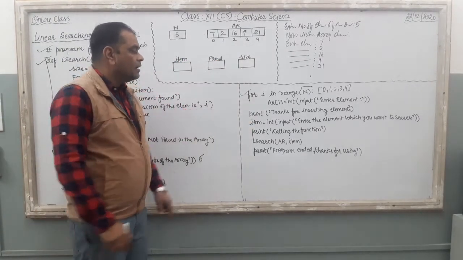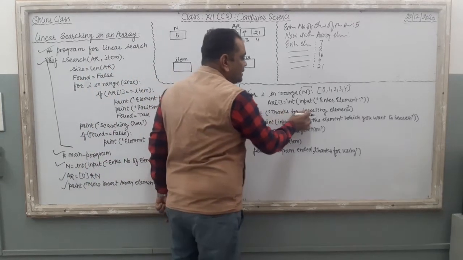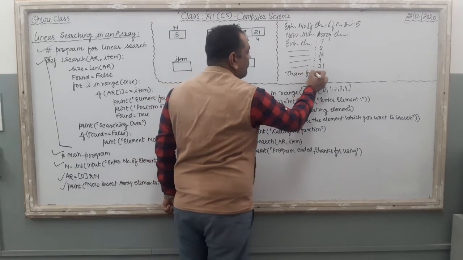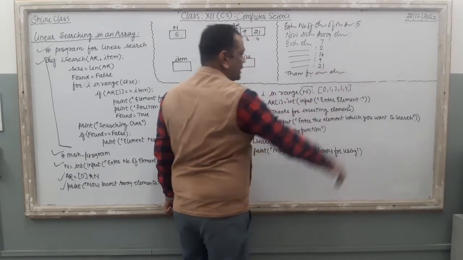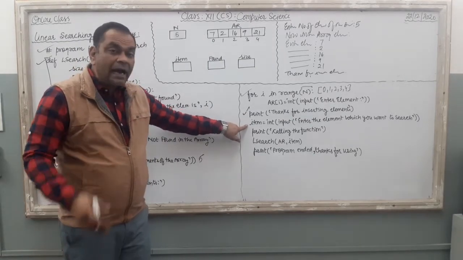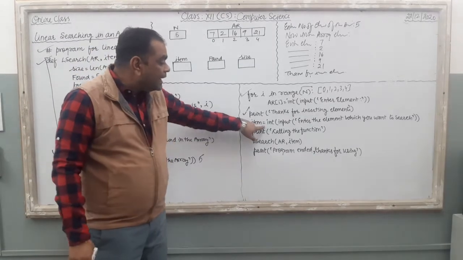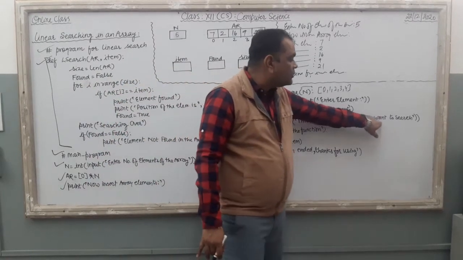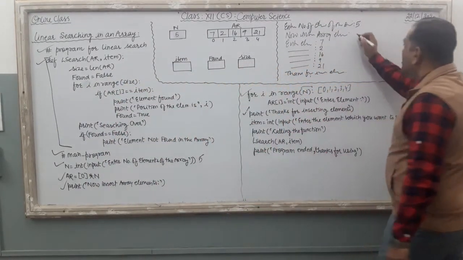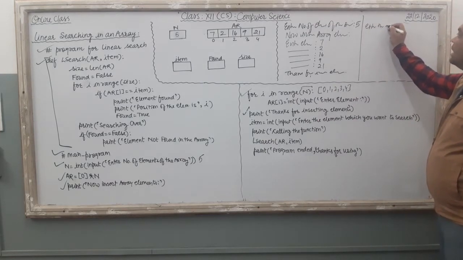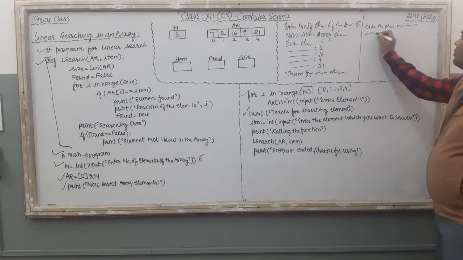Done. Next line. Now computer is here. Print thanks for inserting elements. So the line is here. Thanks for inserting elements on the monitor. Done. Then your computer is here. Item is a variable equal to integer input, enter the element which you want to search. Right? So the same message will be there on the monitor. Enter the element which you want to search.